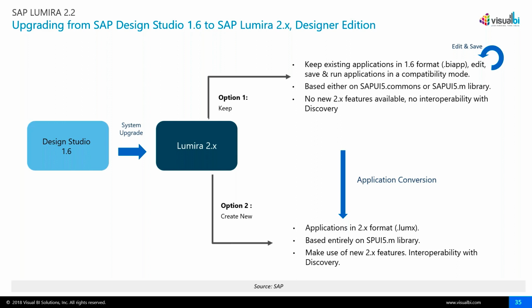The second option is if you do decide to convert your applications to a 2.2 format, that's also pretty simple, because all you have to do in that case is have your applications modified to the 2.0 format and republished on the BI platform. Thereby, your applications will convert to the SAP UI5M mode, but they'll have the slew of new features that are available inside Lumira Designer.